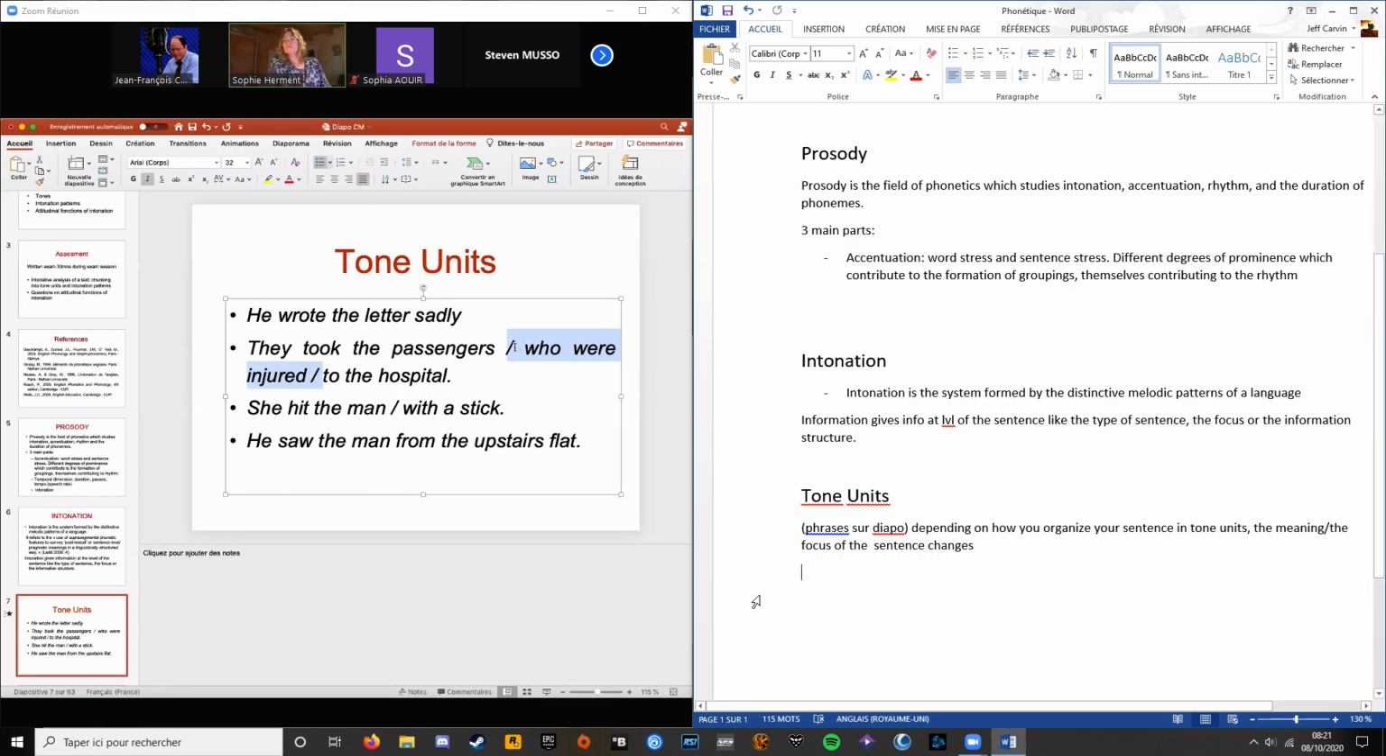Now, if I don't divide the sentence here, but only here, and say they took the passengers who were injured to the hospital, it means that they only took those who were injured to the hospital. Okay, so in French, it's exactly the same as I said. In French, you have ils ont emmené les passagers, qui étaient blessés, à l'hôpital, ou bien ils ont emmené les passagers qui étaient blessés à l'hôpital.